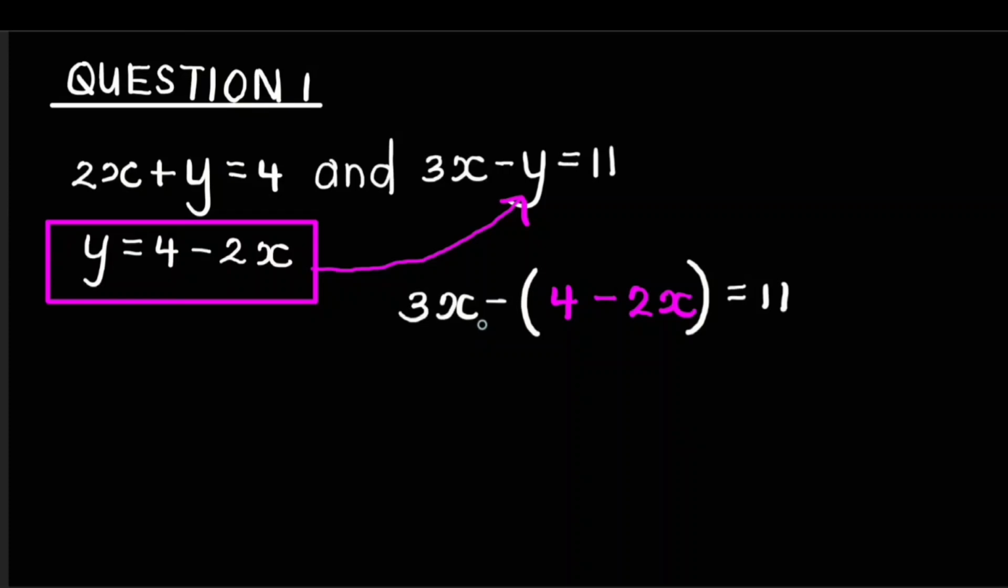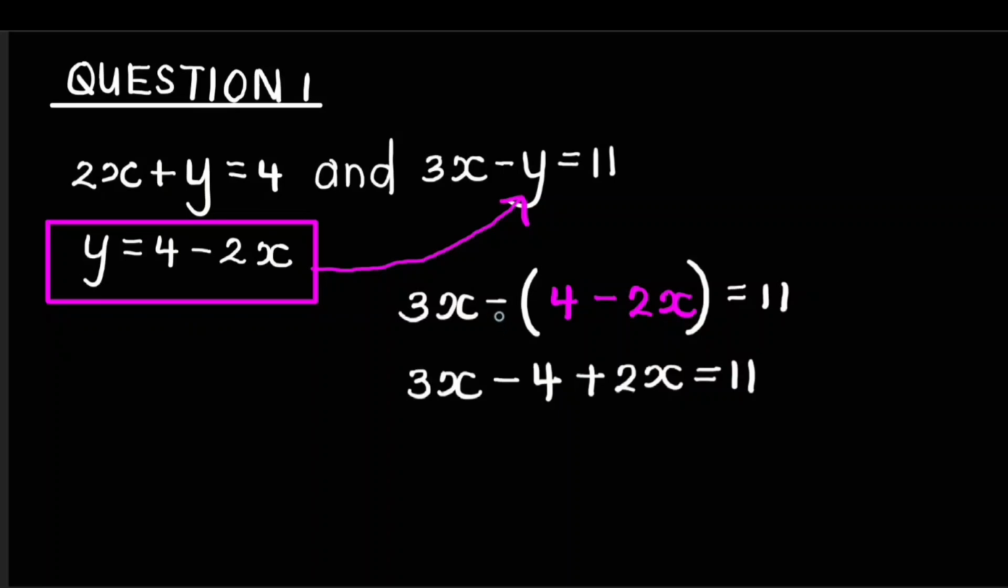Doing so, we have 3x minus, and where I have y, I've replaced it with 4 minus 2x, that is equal to 11. Now, when you're substituting, it's actually best if you substitute into a bracket, especially when you have a minus in front. Because remember, that negative has to multiply into the bracket with both the terms, which is what we're going to do in the next step. Doing so, we get 3x minus 4 plus 2x is equal to 11.